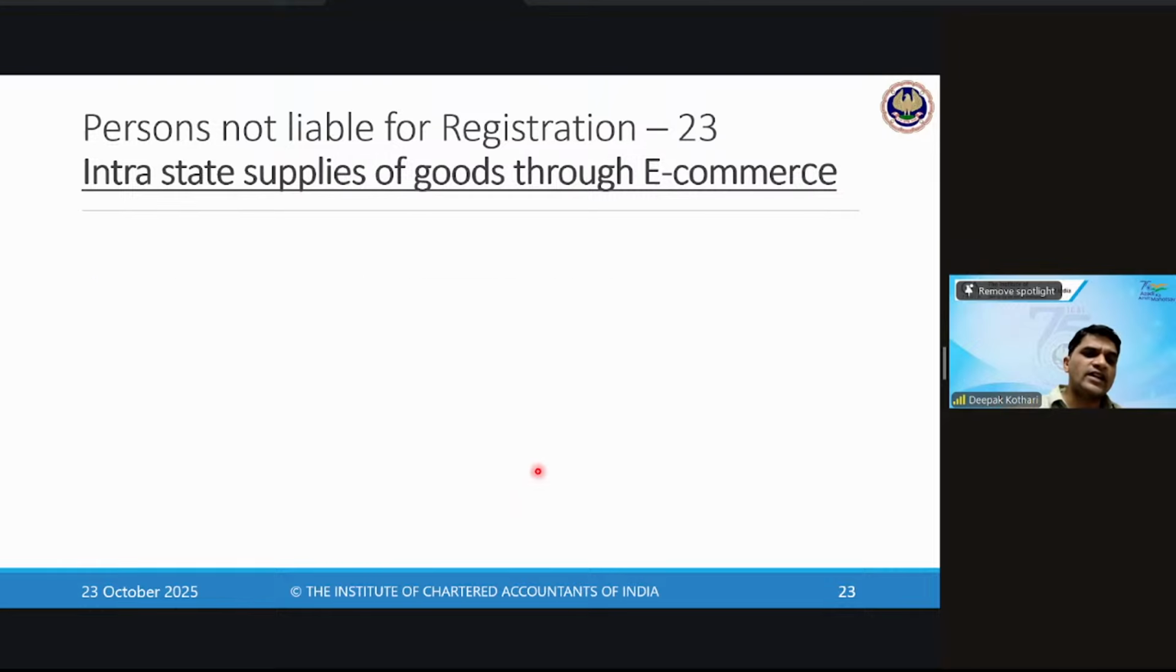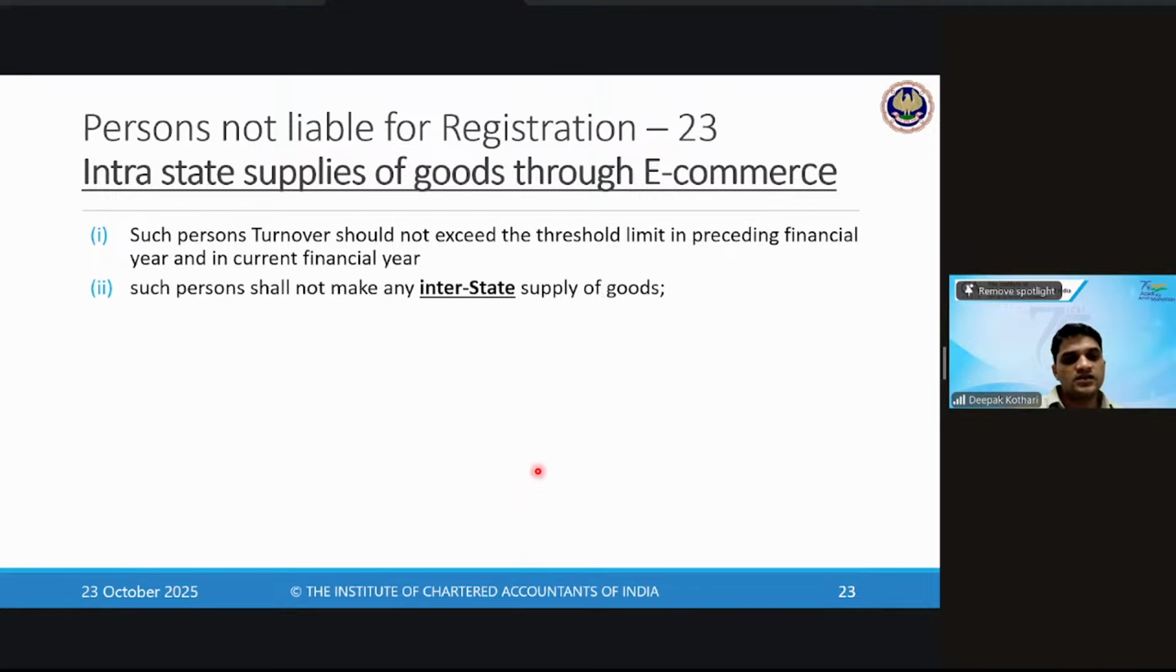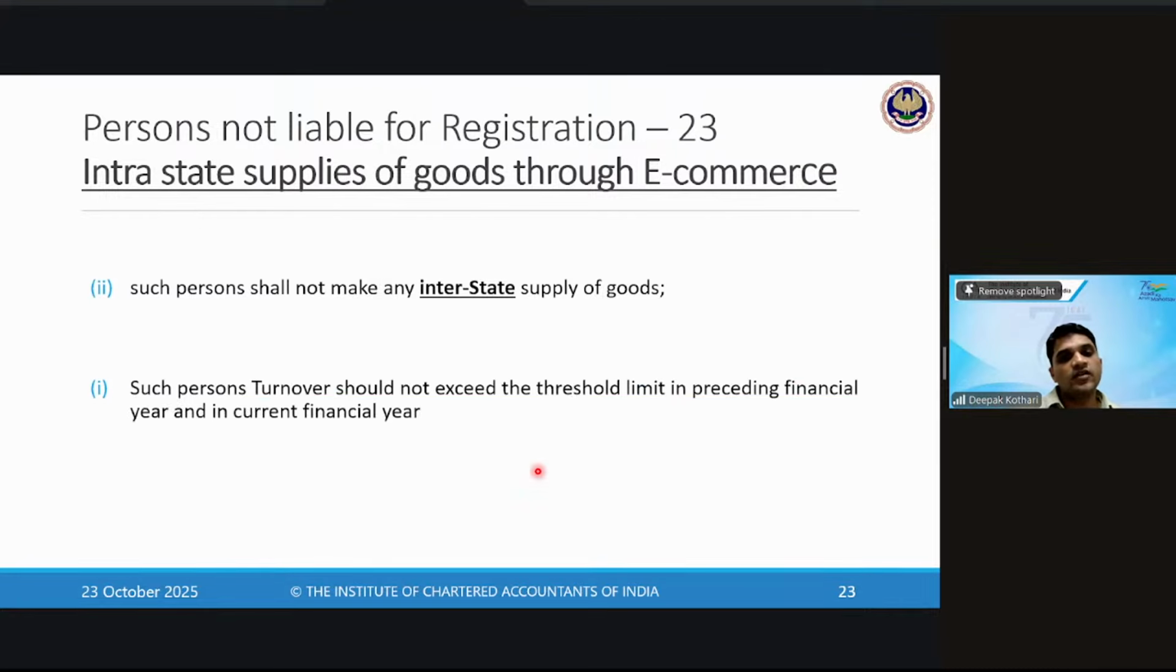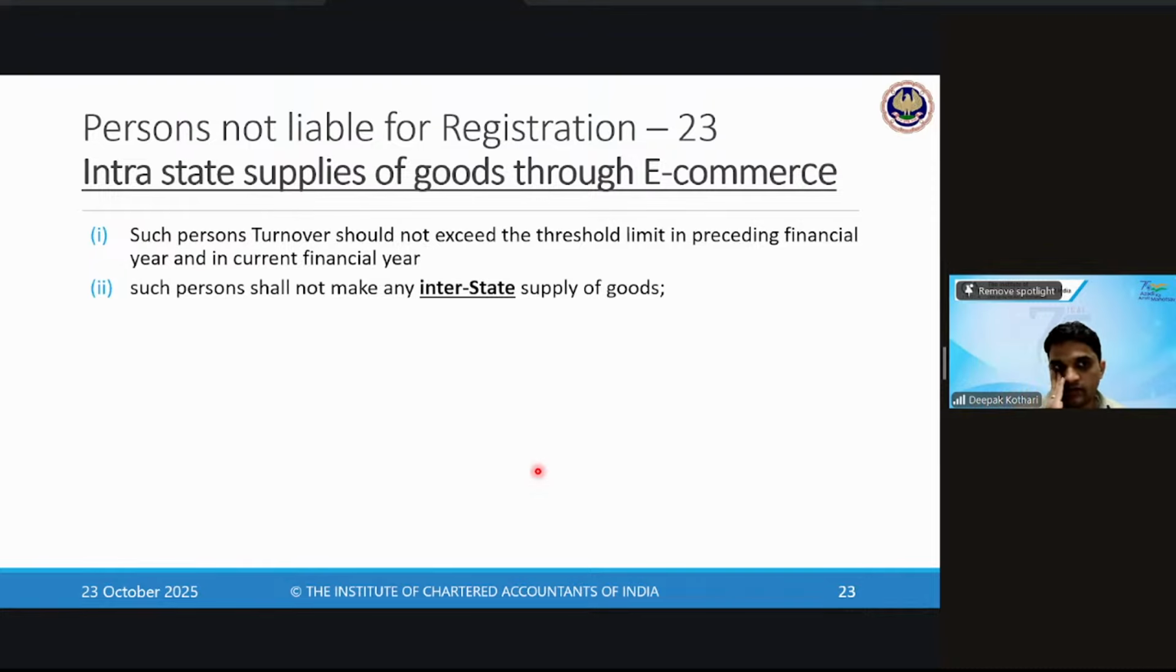Then another category of person who is not liable for registration is a person who is making supply of goods through e-commerce operator. Now, if you're doing only intra-state supply of goods through e-commerce operator, then you get this. Now, there are some conditions for this. The conditions are such person's turnover should not exceed the threshold limit.